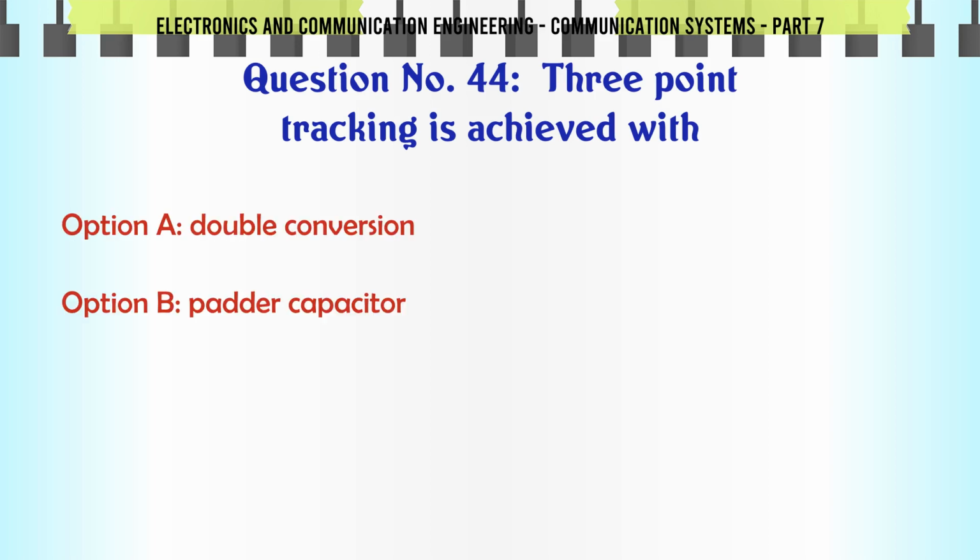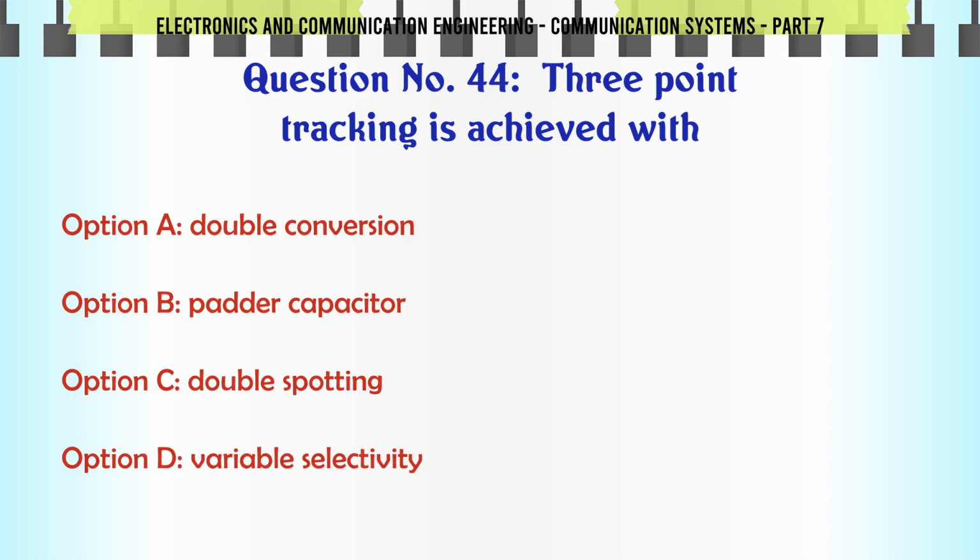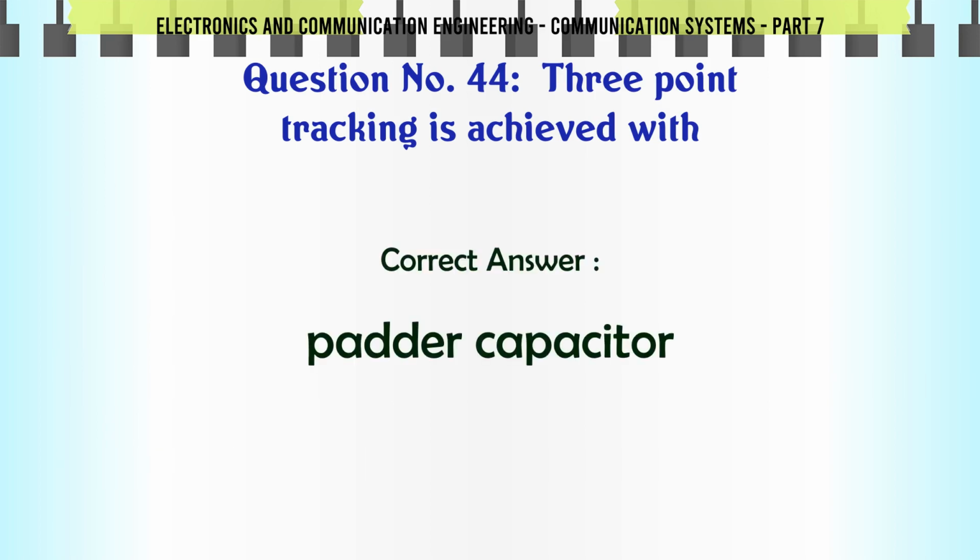Three-point tracking is achieved with A double conversion, B padder capacitor, C double spotting, D variable selectivity. The correct answer is padder capacitor.